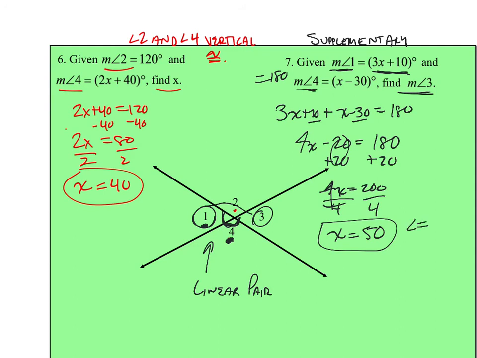Okay, so I know that angle 1 is congruent to angle 3, has the same measure. So I'm going to figure out what angle 1 is. So 50 times 3 is 150 plus 10 is 160. There's my answer. So it's 160. I know it doesn't look like 160, so you have to kind of forgive that, but that's what you're looking at.